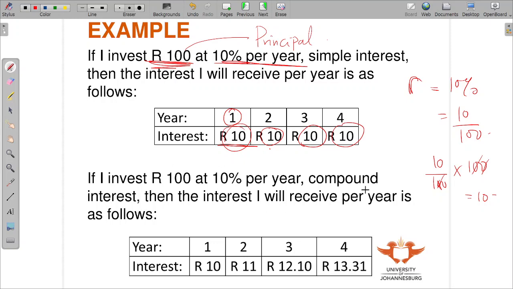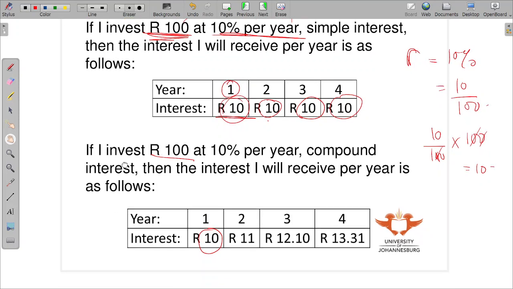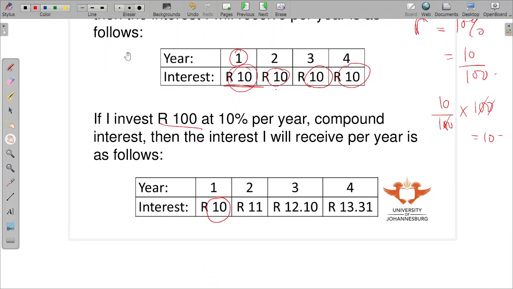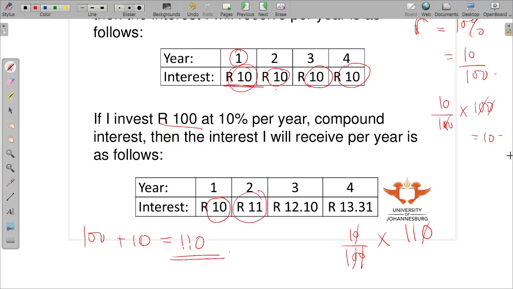Okay. But when it is compound interest, I'm taking interest on the principal. The first year will be 10. Now, for the second year, I will add the interest of the first year to the principal. That will become 100 plus 10, which is 110. So I'm going to take interest on this now. It will be 10% multiplied by 110, which is, this cancels this cancels, 11 Rand. So we see the interest increases.